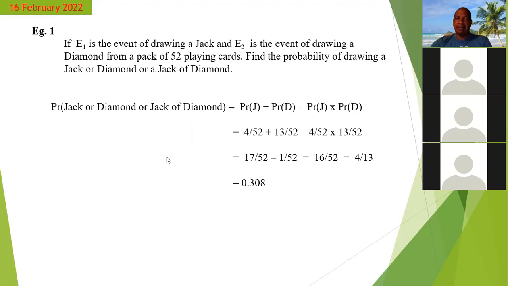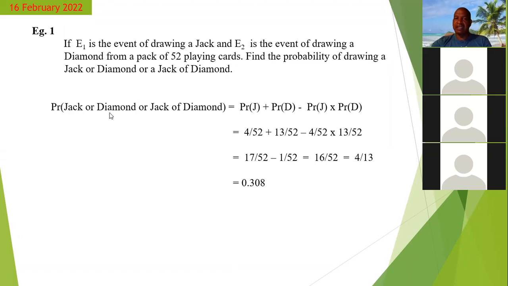All right, this is an example of non-mutually exclusive events. So if event 1 is the event of drawing a jack, and event 2 is the event of drawing a diamond from a pack of cards, find the probability of drawing a jack or a diamond or a jack of diamonds. Now we know that there's a card in the pack which is a jack and a diamond at the same time, and we call it jack of diamonds. So it means that we can either get a jack when we're drawing, we can get a diamond, or we can get a jack of diamonds.